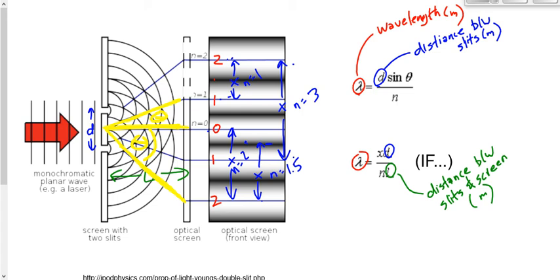So in this case, we'd make n 1 because we're going from 0 to 1. In this case, we'd make n 2 because we're going from the central maximum to the second order maximum. If we went to the second order minimum, n would be 1.5. 1.5 minus 0 is 1.5.